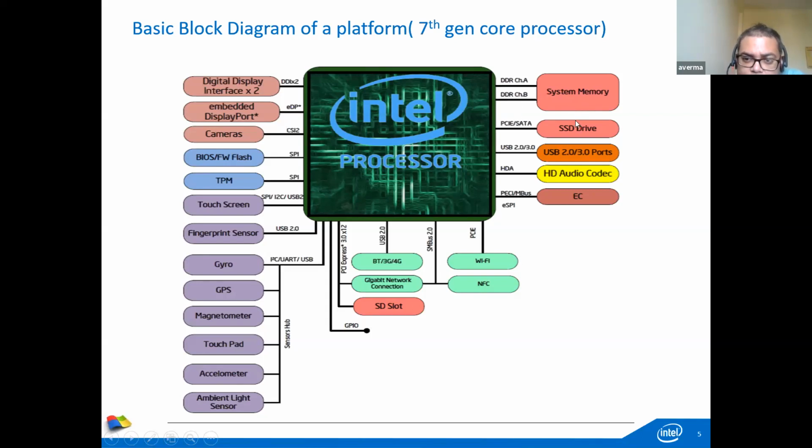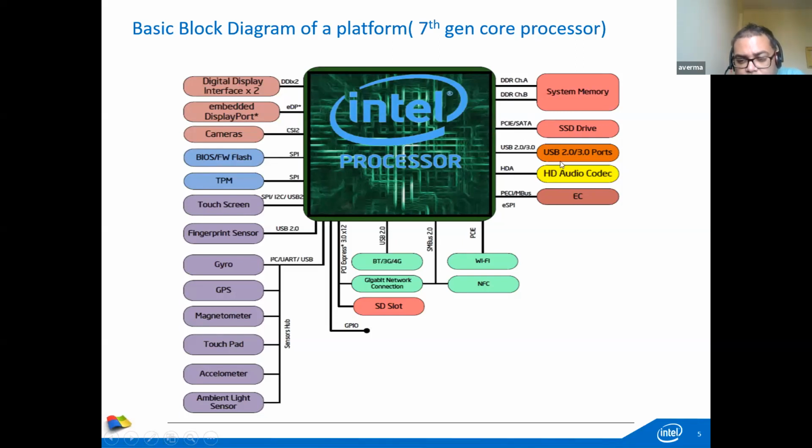Similarly, if you go to the next component here, it's the SSD drive, which is basically the solid state drive, a storage device, right? Now, if you see what the interface is here, it's basically PCIe or SATA. PCIe is, as some of you know, peripheral component interconnect express. So these are high speed interfaces, right? Or it can be connected through SATA. Now, if these are the interfaces you need to connect to the SSD drive, what you need here is a PCIe controller or SATA controller.